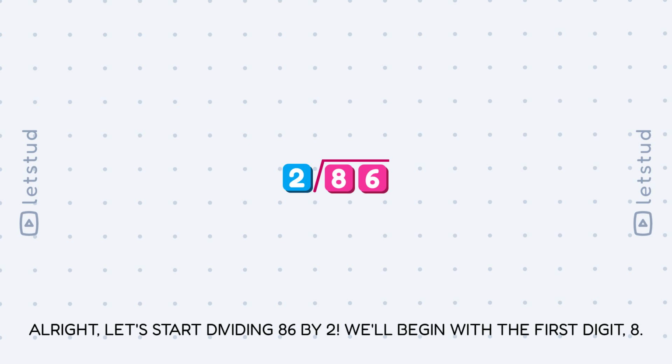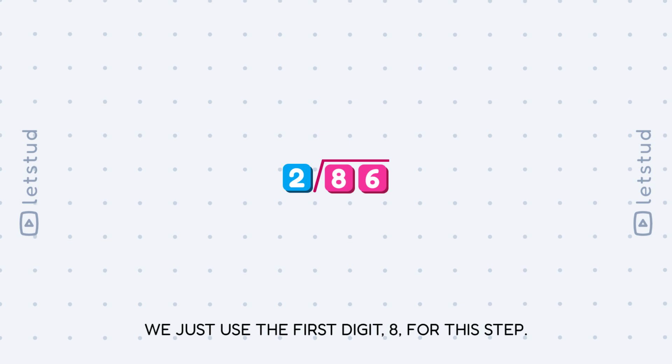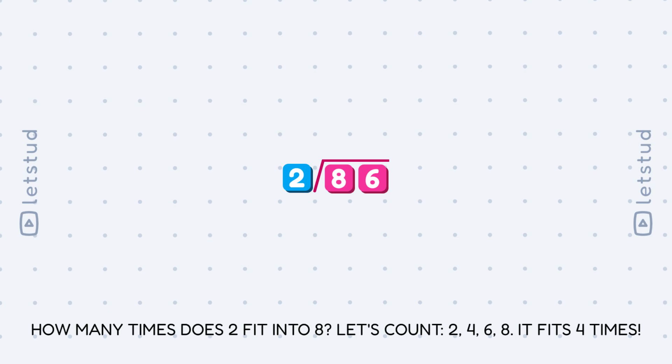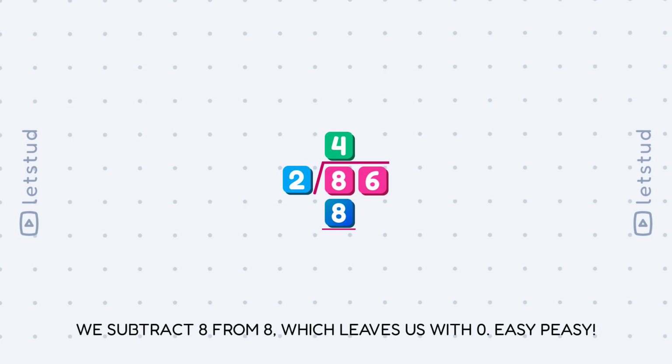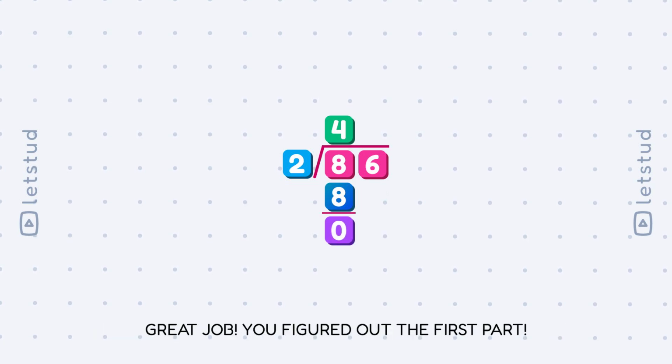Alright, let's start dividing 86 by 2. We'll begin with the first digit, 8. We must use the first digit, 8, for this step. How many times does 2 fit into 8? Let's count: 2, 4, 6, 8. It fits 4 times. Now let's work. 4 times 2 is 8. We subtract it from 8, which leaves us with 0. Easy peasy. Great job, you figured out the first part.